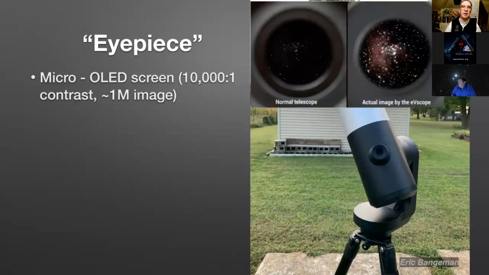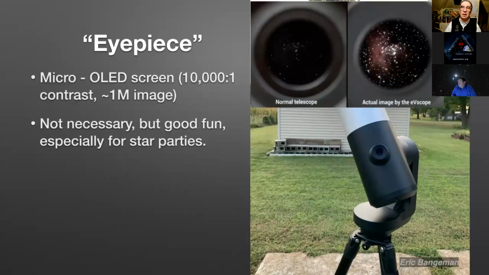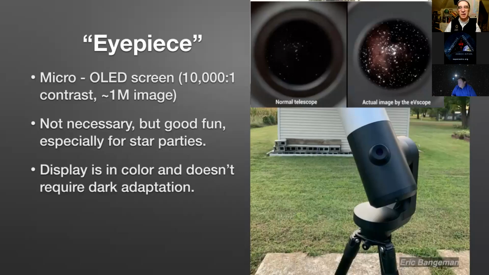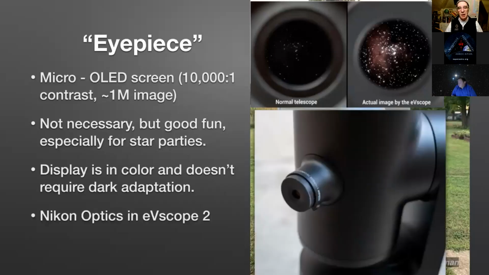It's kind of fun, actually, I think, especially with star parties and so on. Some people like it. People like to just look at them on iPads and so on too, but these are kind of fun. It doesn't require dark adaptation either. So if you're dark adapted and you're out with me, don't stick your eye in this eyepiece. The eVscope 2 has better optics, I think, maybe a slightly better screen, and maybe a little easier to focus if necessary, but really the one does fine. And of course, this is not present in the Equinox model. You don't have an eyepiece.